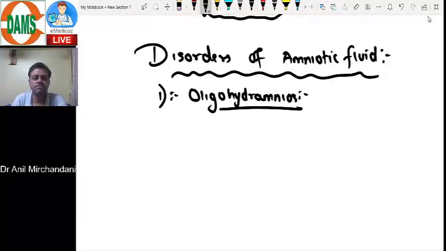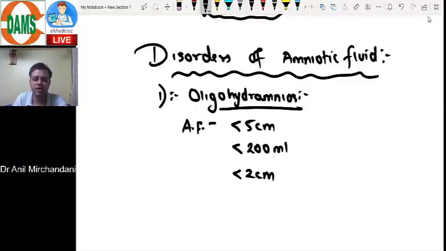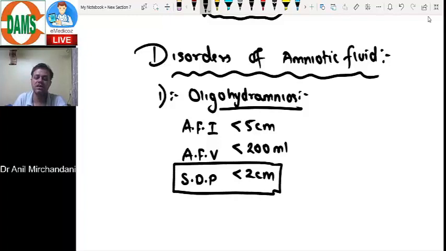It is defined as less than 5 centimeter, less than 200 ml, less than 2 centimeter. What is this 5 centimeter? Amniotic fluid index. 200 ml, amniotic fluid volume. Less than 2 centimeter, single deepest pocket. And I told you, the best scoring system nowadays is the single deepest pocket score. Oligohydramnios is diagnosed by either this or this or this, but this is the best diagnostic test of oligohydramnios or polyhydramnios for that matter.